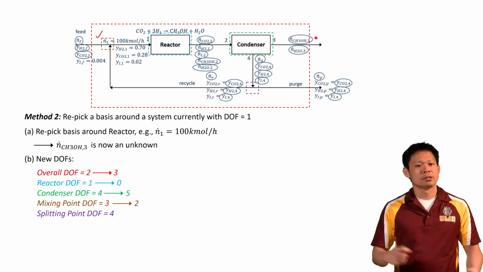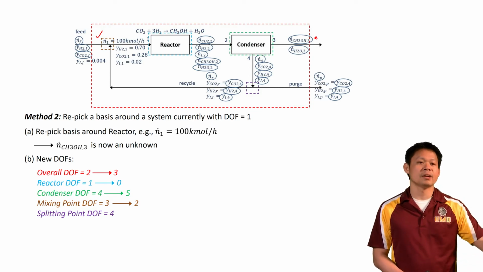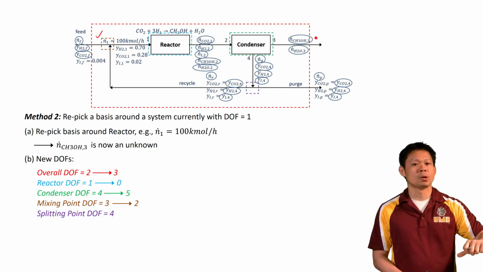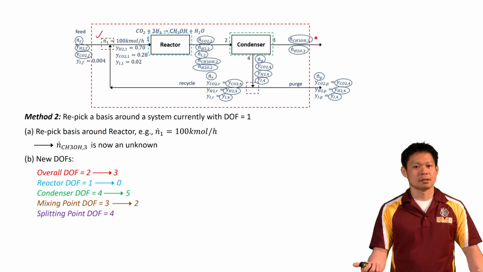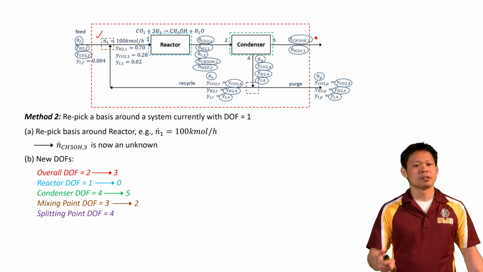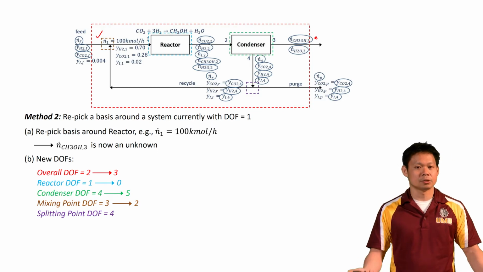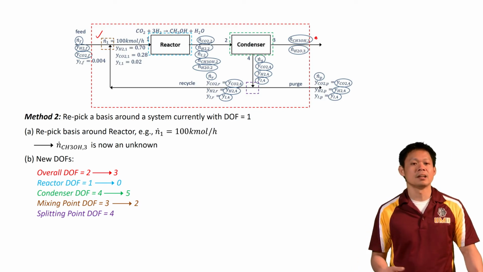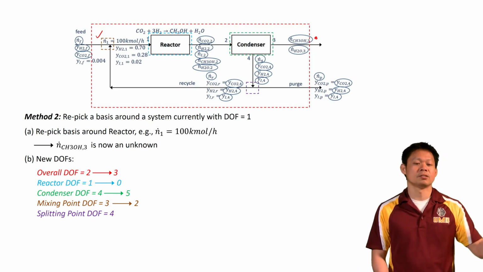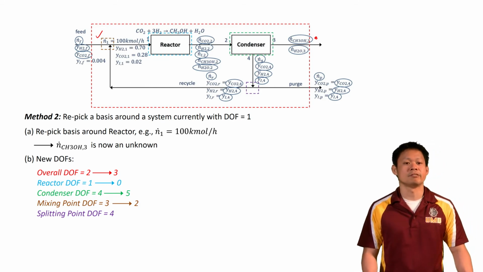How does this change the degree of freedom? I'm not going to go over it in detail, but anything that involves N1 will drop the degree of freedom by 1. Anything that involves stream 3 will increase by 1. So the overall involves stream 3. It goes from a degree of freedom of 2 to 3. Reactor drops from 1 to 0. Condenser involves stream 3, so it goes up from 4 to 5. Mixing point involves stream 1, drops from 3 to 2. Splitting point is not affected at all, so it stays at 4.